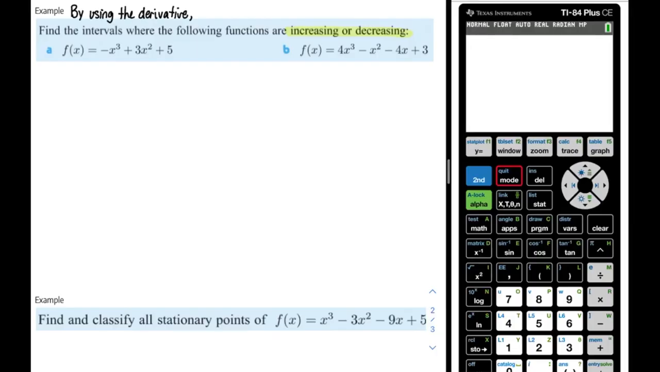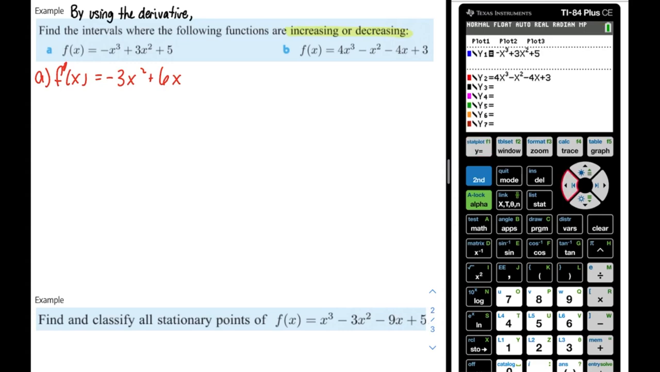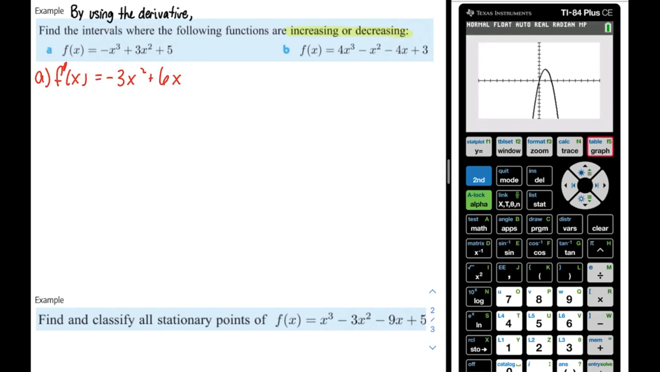By using the derivative, find the intervals where the function is increasing or decreasing. So for a, let's find the derivative to start with. My derivative is going to be negative 3x squared plus 6x. If we graph this derivative, then we're going to figure out when it's positive or negative. So let's go ahead and graph my derivative. This is the graph of my derivative.